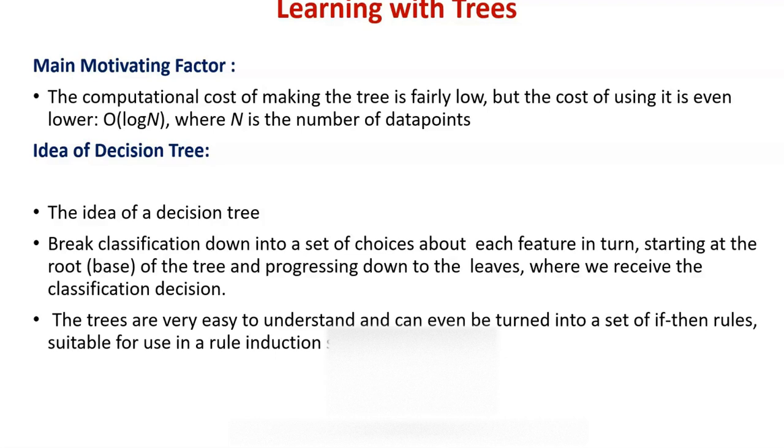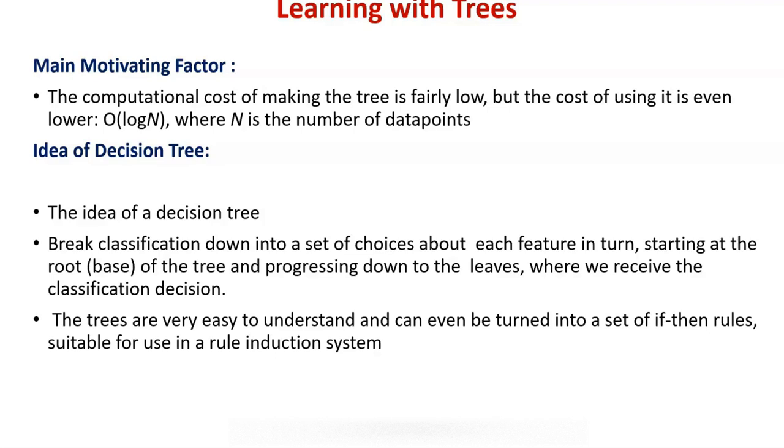The main motivating factor for going to this data structure, the tree, is that the computational cost of making the tree is very low, and the cost of using it is also low in terms of data points. For example, if you have n data points, the cost of using the tree is order of log n. Okay. So we are choosing the tree as one of the important data structures which helps you to develop decisions.